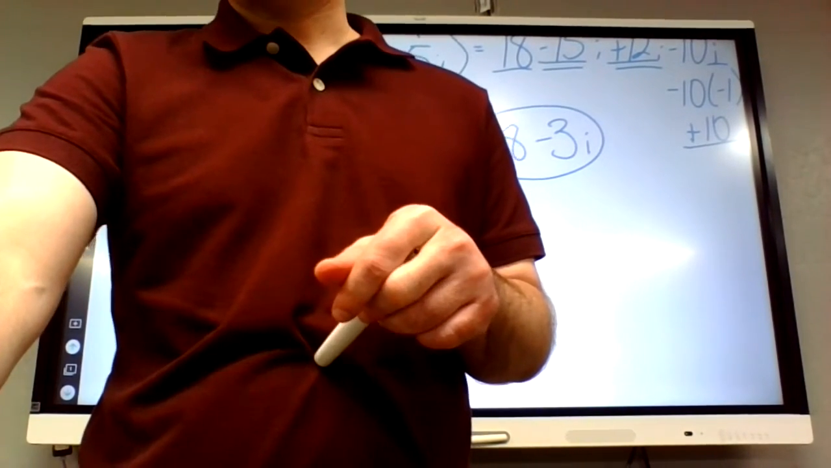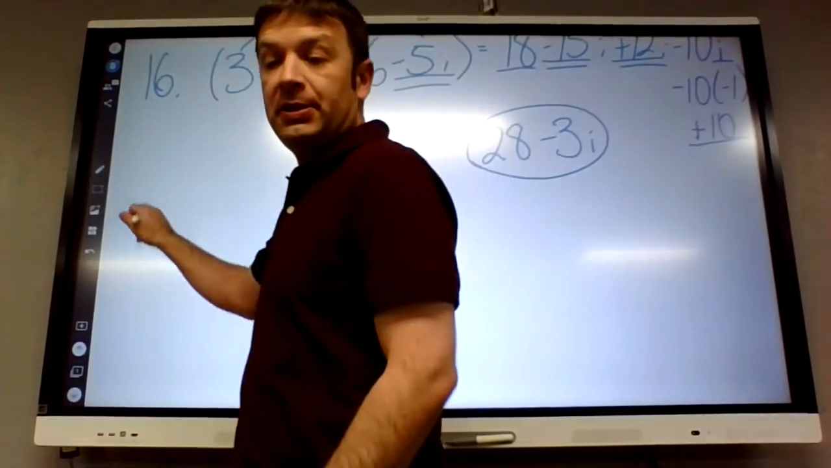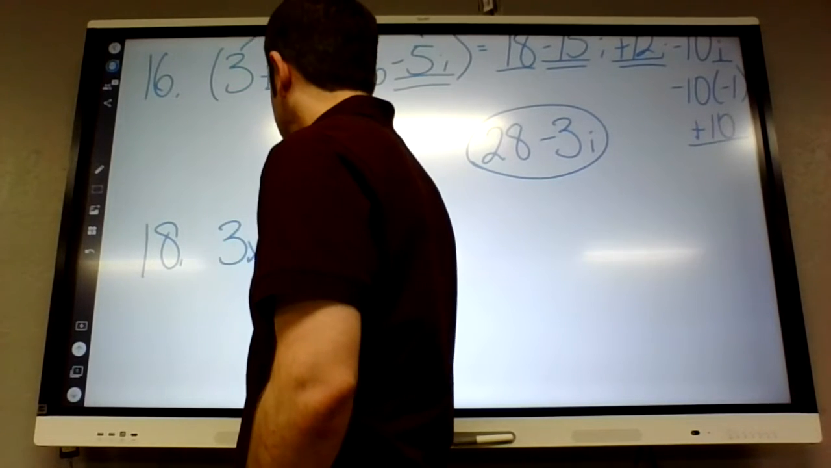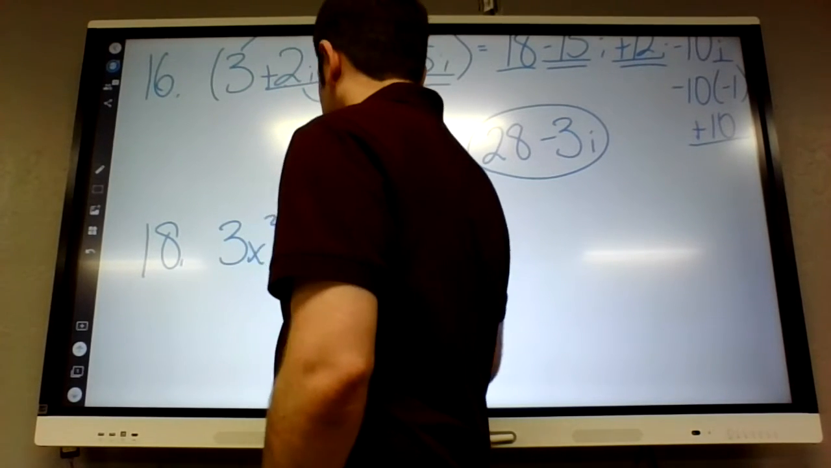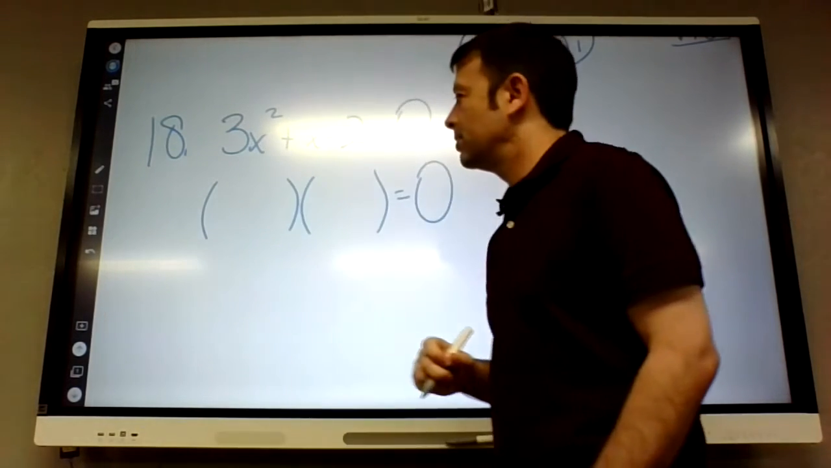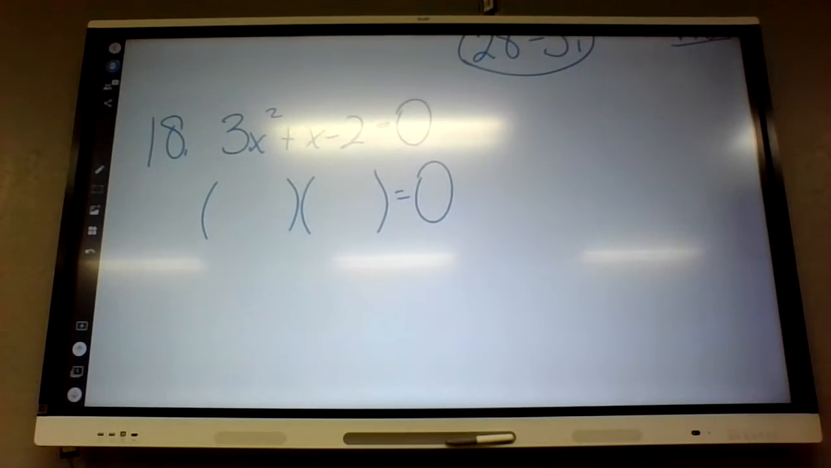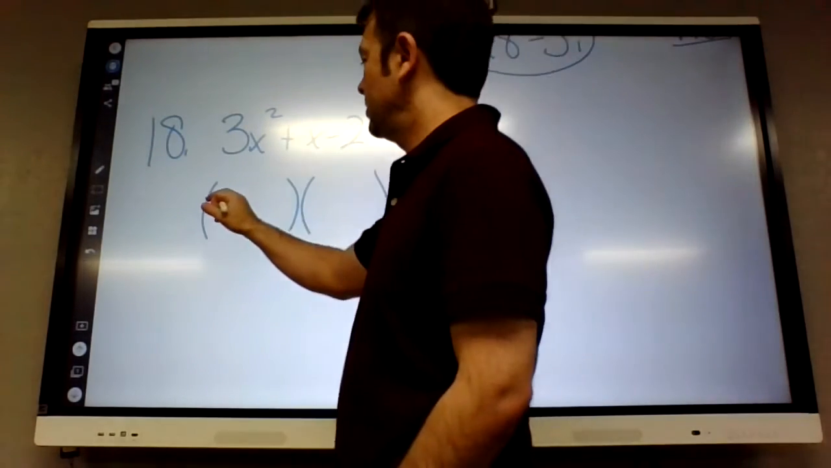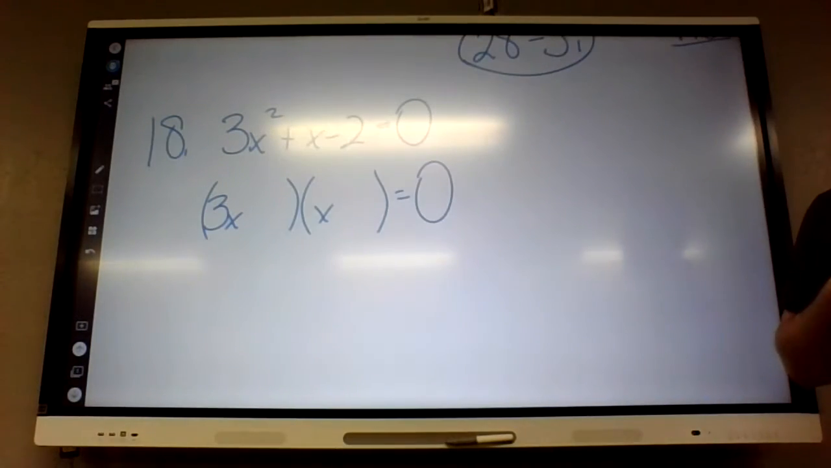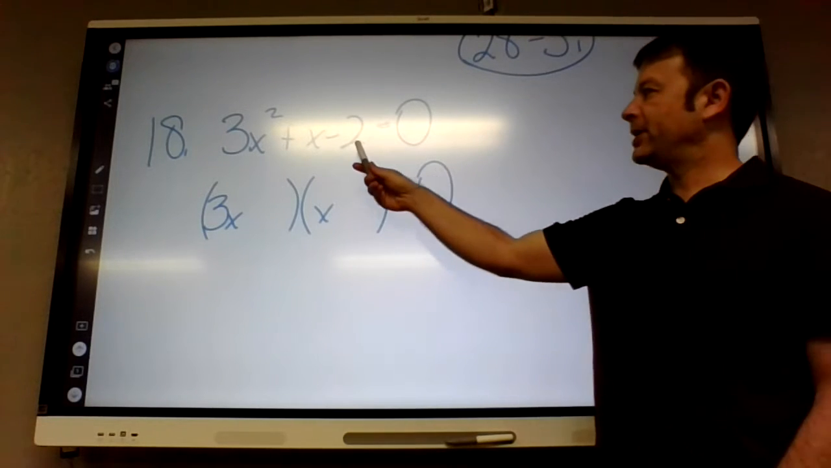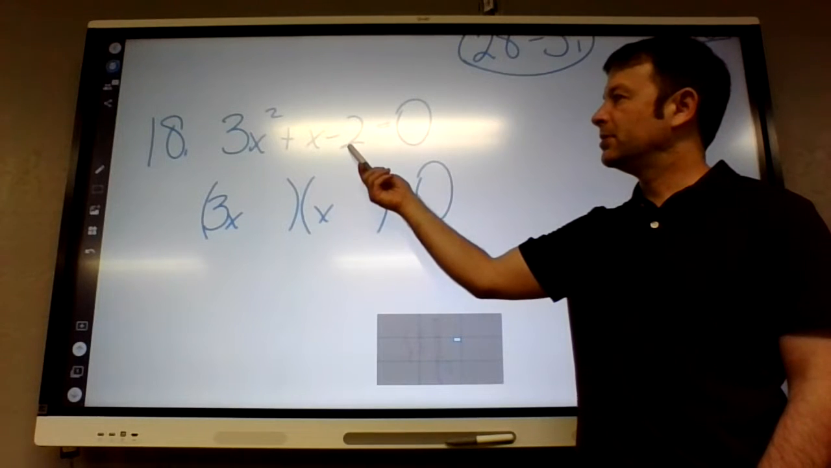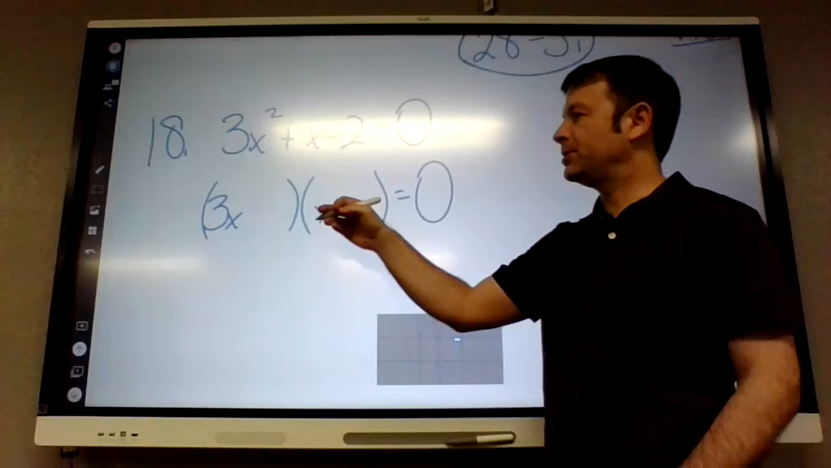0. On 18, we have 3x squared plus x minus 2. So it's just a 3-term factoring deal. What's going to go in the front? 3x and x. And then what goes in the back? 1 and 2. Yeah, negative 1 and 2, or 2 and negative 1.